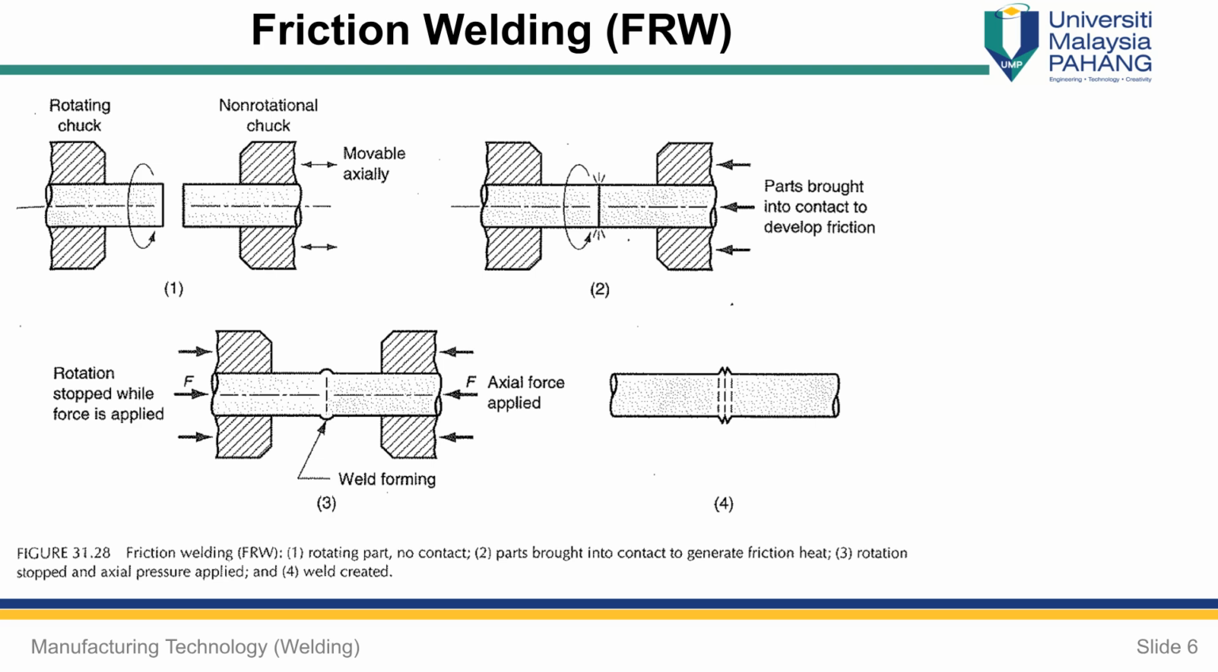This diagram illustrates the 4 steps of friction welding: rotating one part with no contact, bringing parts into contact to generate friction heat, stopping rotation while applying axial pressure, and finally, the completed weld.